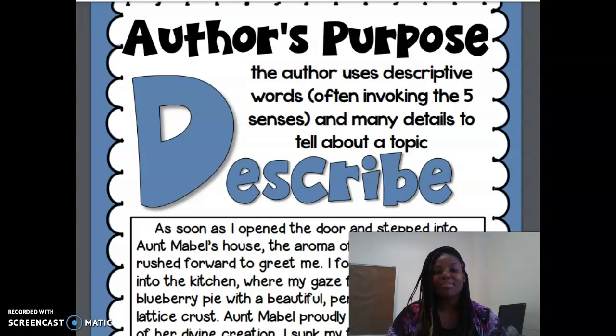often invoking the five senses, which means that you're going to use your taste, your smell, your sense of touch, hearing, and your sight to try and figure out what this author is trying to tell you, to understand what the author is writing, and to make a connection. Remember, we talked about making connections to what you have read.